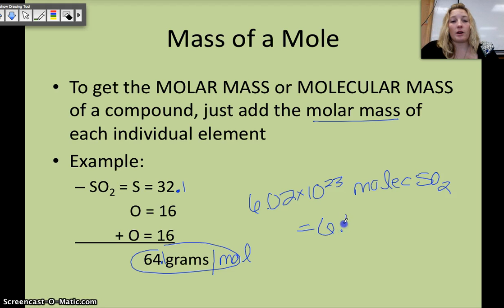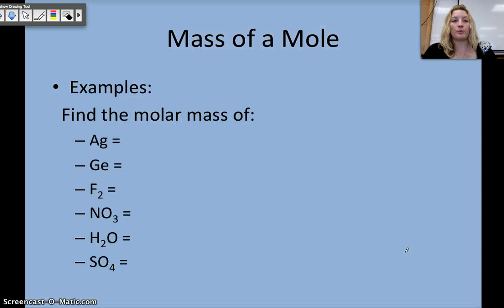equals 64.1 grams. That's ugly. 64.1 grams per mole. So, why don't you take a second, pause this video, and try a few of these examples. Take a look at your periodic table and see if you can find the molar mass of these elements and compounds. I'll wait.